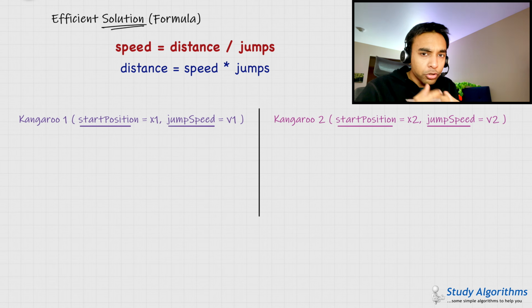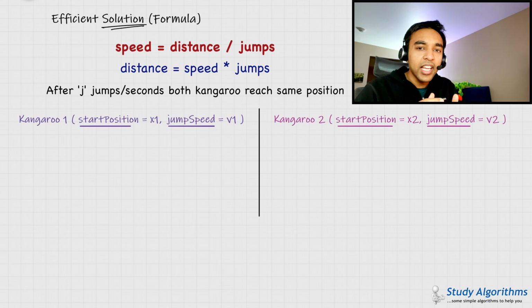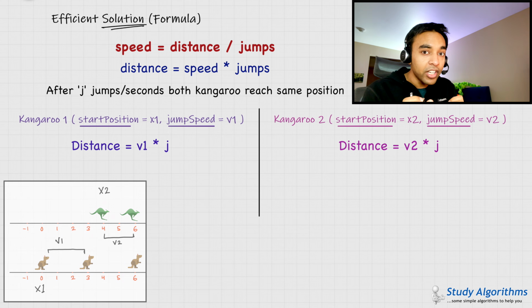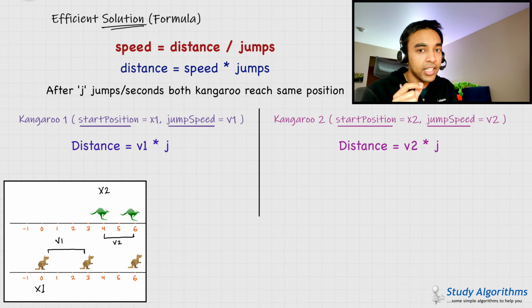making. To solve the problem, let us assume that after some j seconds, both the kangaroos reach the ultimate positions. These j seconds could also be called j jumps, right? So the distance traveled by kangaroo number 1 would be v1 into j, and similarly the distance traveled by kangaroo 2 would be v2 into j. That is because v1 is the length of jump kangaroo 1 makes and v2 is the length of jump kangaroo 2 makes. Also, the starting positions of both the kangaroos are different.